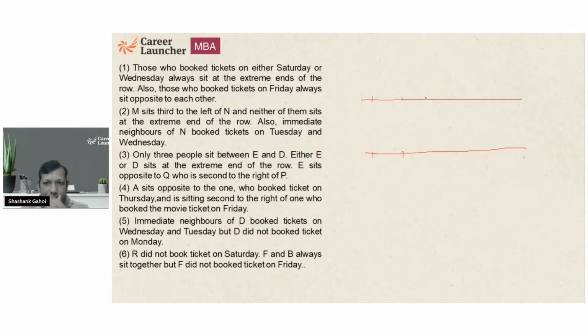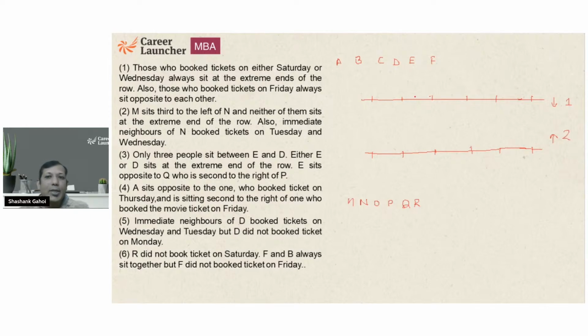1, 2, 3, 4, 5, 6, and I got 6 people, that is A, B, C, D, E, and F. And I have what? M, N, O, P, Q, R. 6 people who are looking at the south, 6 people are looking at the north. This is row 1, this is row 2, and this is what we got.